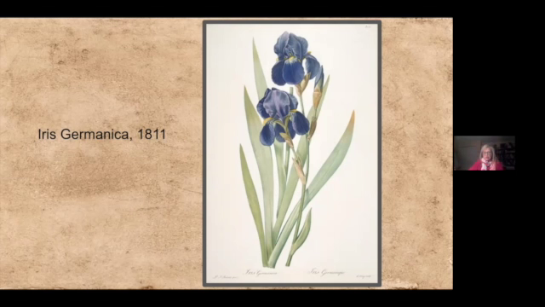But this is not the only one that he did. This is part of a whole collection that he created, 8 volumes called Liliaceae, which was all in the lily family, 503 plates. So he did all of them using that stippling effect.